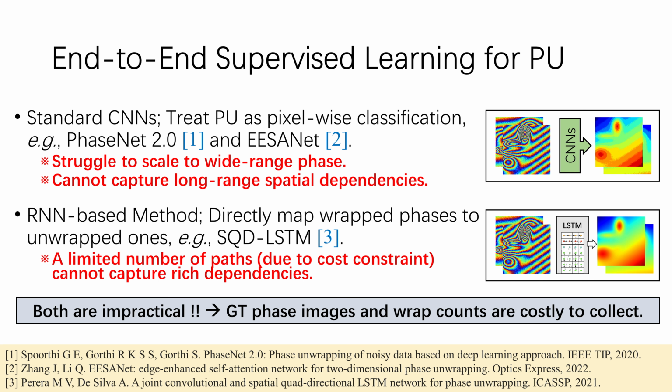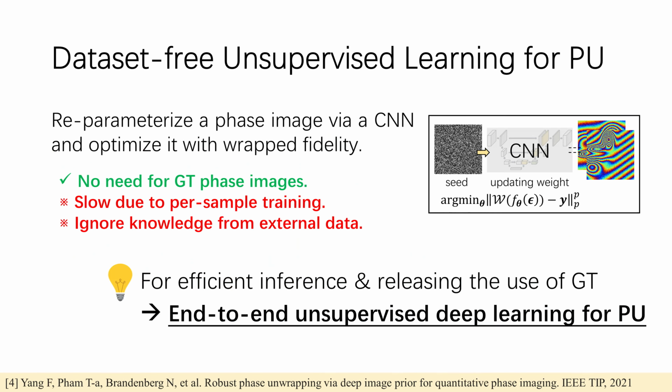Some treat PU as pixel-wise classification and use standard CNNs. They cannot process the phase with wider wrap counts due to the fixed number of classes in training. Others map wrapped phase images to the original ones and use RNN-based models, where only limited dependencies can be captured due to cost constraints. These methods are impractical because collecting GT data is costly due to hardware constraint or privacy concern. Unsupervised learning for PU is scarce.